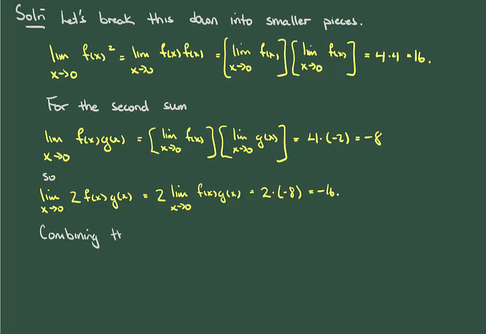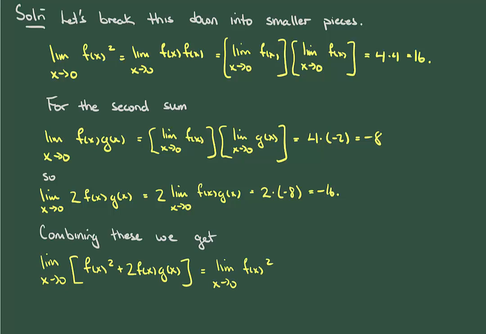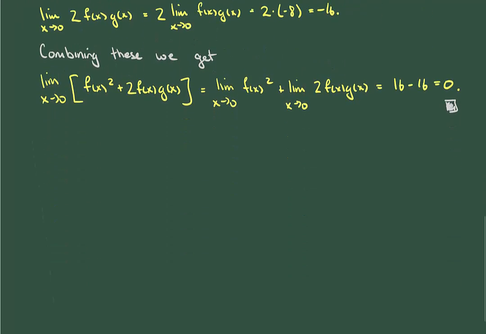Now putting this all together, we apply the second limit law to write the original limit as the sum of two limits that we've already computed. Plugging in those numbers that we worked out before gives us a final answer conveniently of 0.